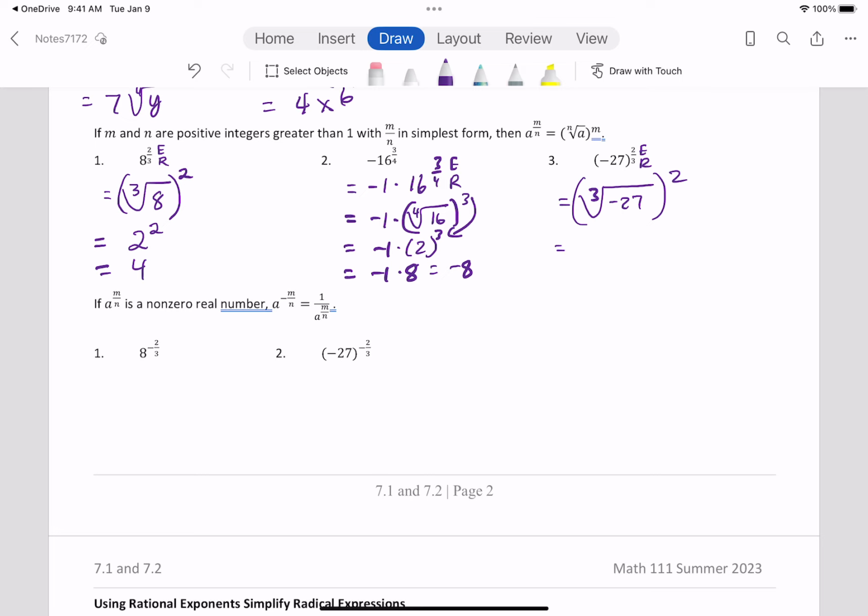So the cube root of -27, we want to know what times itself 3 times is -27, and that is -3. That's being raised to the second, but again the parenthesis is important because this one means -3 times -3, which is +9.